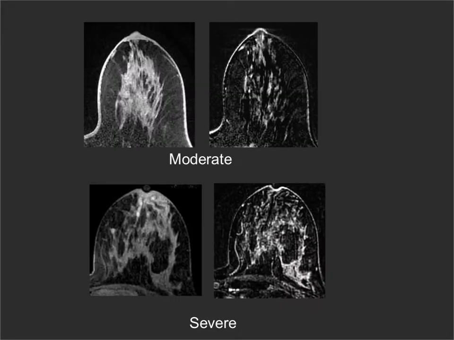In both of these images, the patient has heterogeneous density, and on the top, moderate, and then on the bottom, severe background parenchymal enhancement. You can see with an image here, this is definitely going to significantly impair your identification of small areas of malignancy.